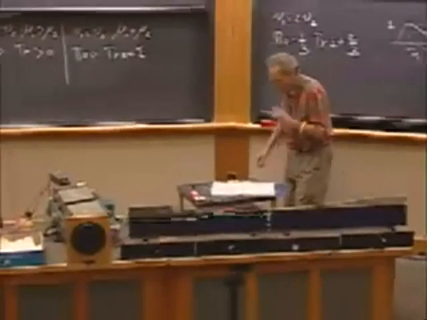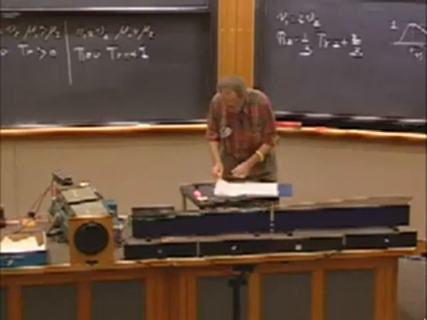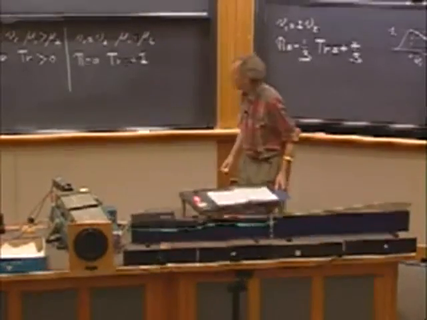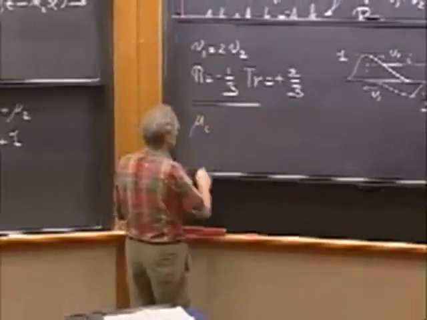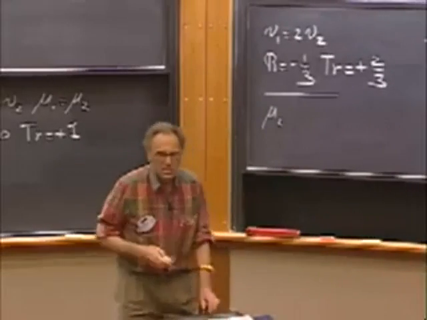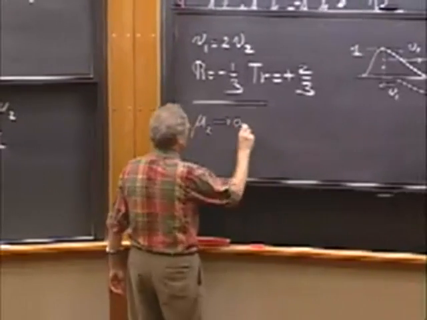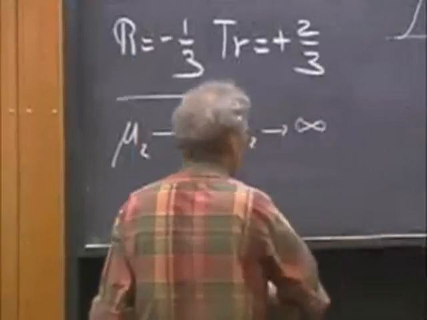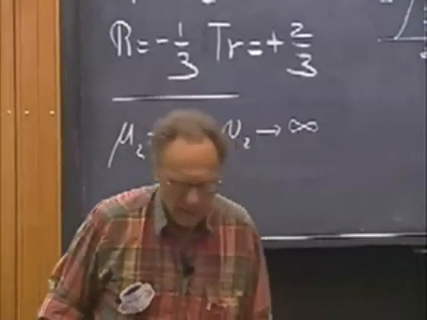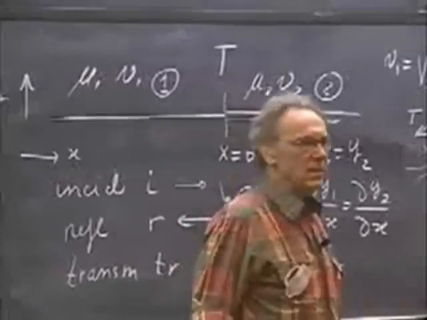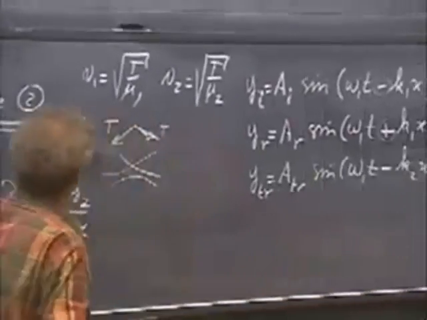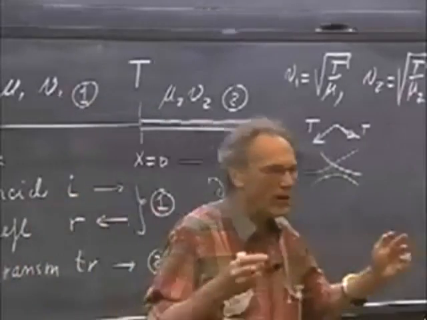I only have one problem, and that problem is going to be your problem. And that is the following. I would like to explore now the possibility that mu2 is going to be 0. That means V2 has become infinitely high. If mu2 is 0, there is nothing here. It means there is tension on the rope, but there is nothing here. It's empty. We call that an open end.